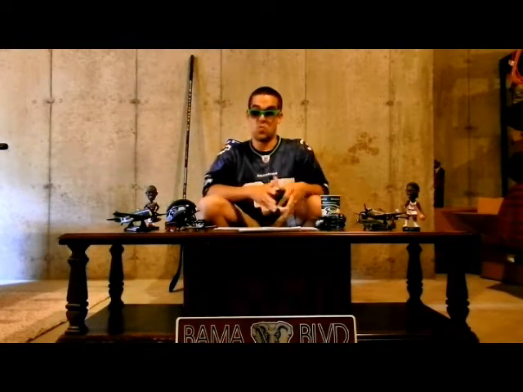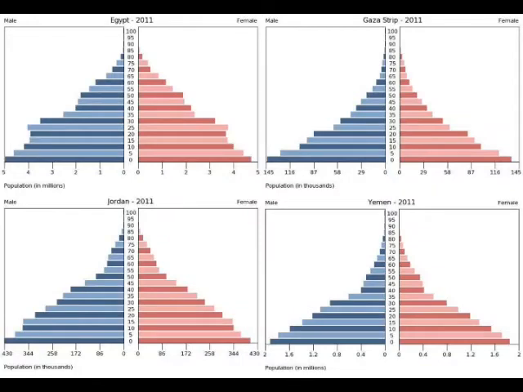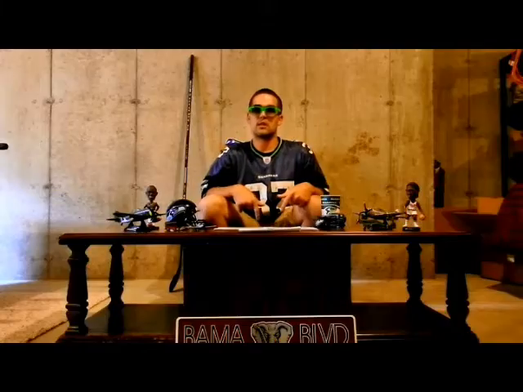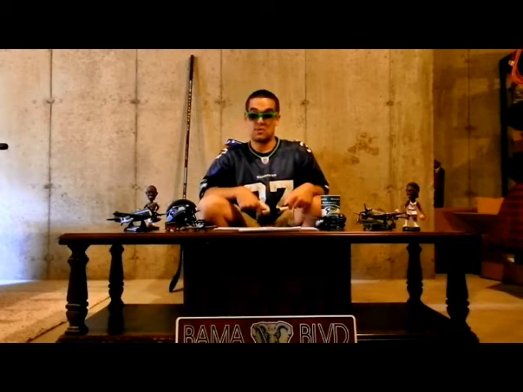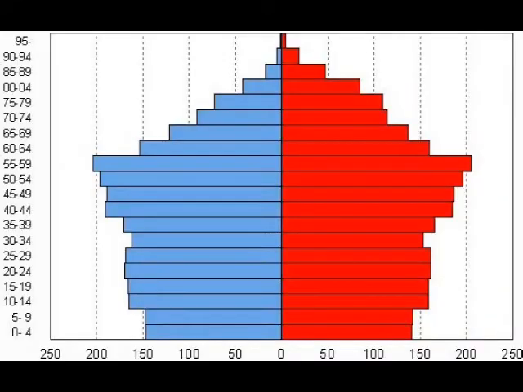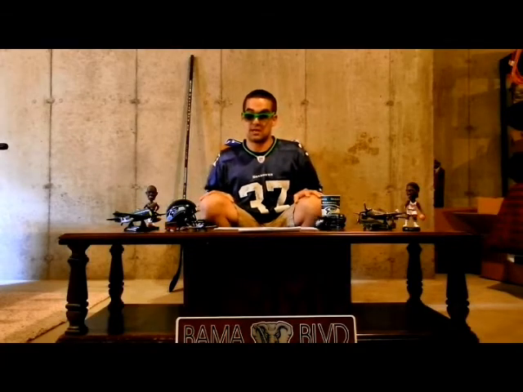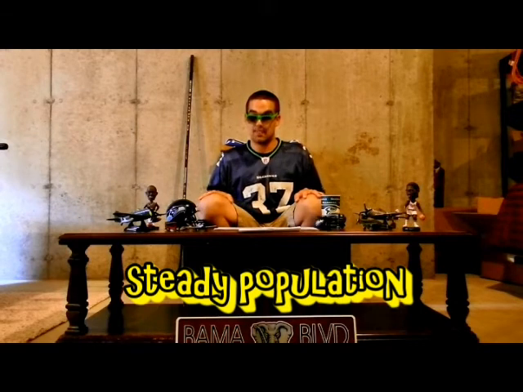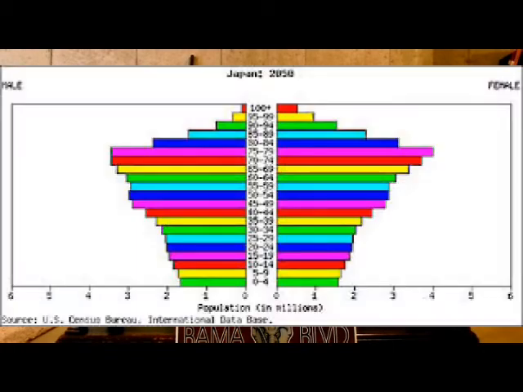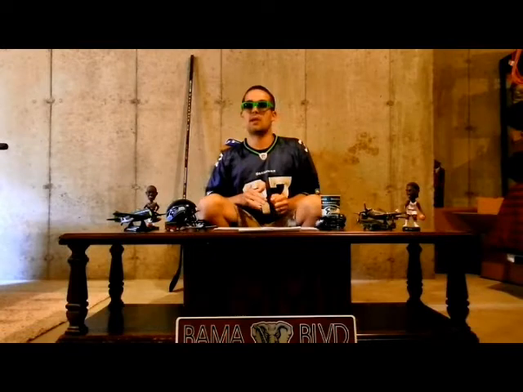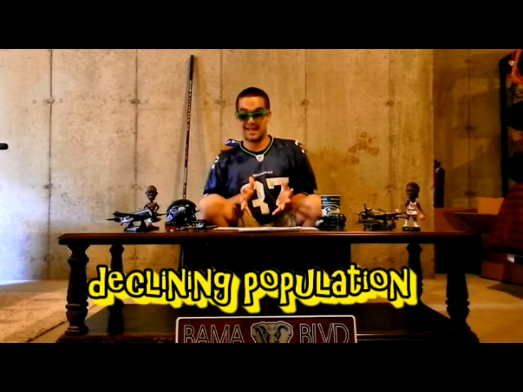A pyramid that is wide at the bottom, where the younger ages are, and narrow at the top, where older ages are, would show us a population that is growing over time. A population pyramid that is flat on the sides, that's pretty much the same at the younger ages as it is in the older ages, would show us a population that's staying steady. A population that has sides that narrow towards the bottom, wider at the top, that would mean there are more old people than young people. That population is probably declining.